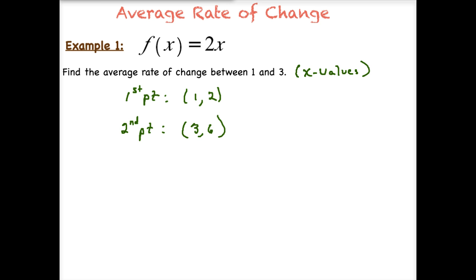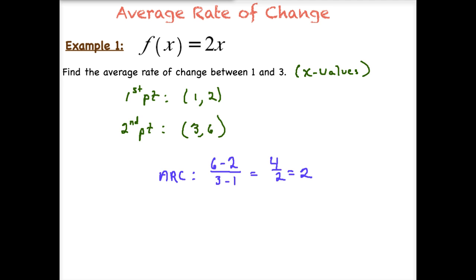Now that we have our 2 points, it's really easy to calculate our average rate of change. So our average rate of change is going to be y2 minus y1 over x2 minus x1. And that will give us 4 over 2, or 2. So our average rate of change, and you can see that right in front of the x, the slope is 2, and we proved that. So between any points here, we're going to get the same slope because this is a linear function.